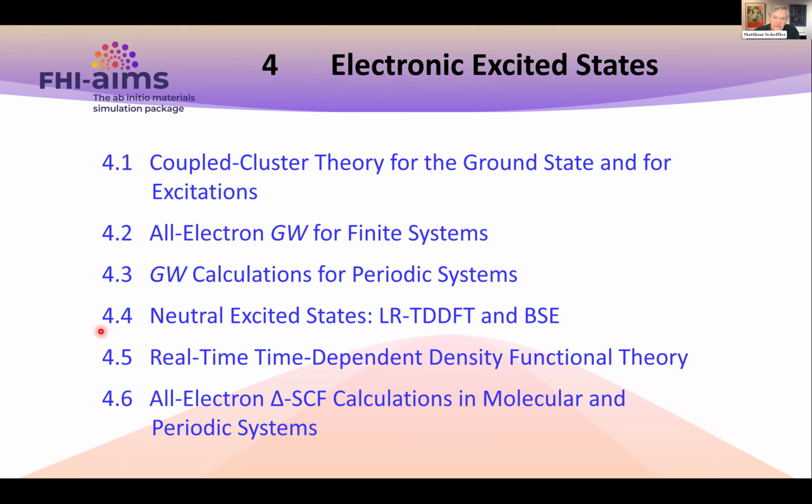Contribution 4.5 in particular, let me go to this, describes the explicit real-time propagation approach for time-dependent density function theory. This approach allows to expand the applicability of FHI-aims beyond the linear response or the traditional perturbative regimes, which will be discussed in the next chapter.